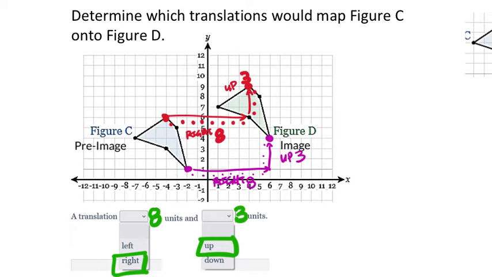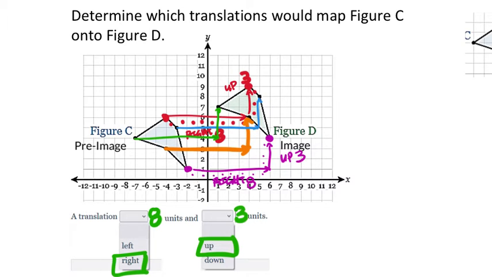And the truth is, if you did this with any other points on this, so I guess I'll use this one, you would see that this point as well goes 8 to the right and then 3 up to arrive at its corresponding point. And in fact, as I said before, you could have done this with all 5 of the points if you wanted to. So this point as well, 8 to the right, 3 up. Or this one, 8 to the right, 3 up. So that is a translation right there.